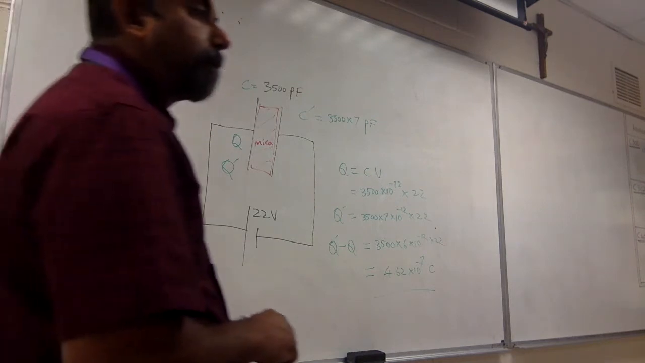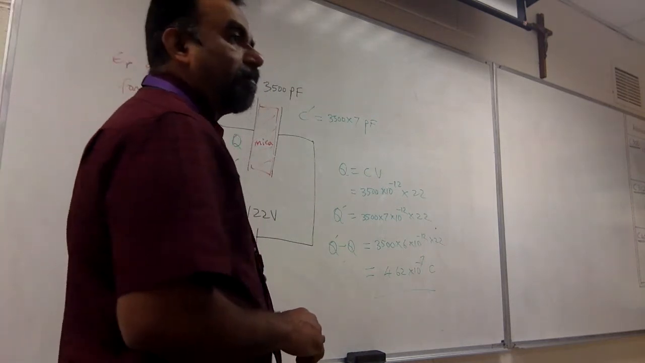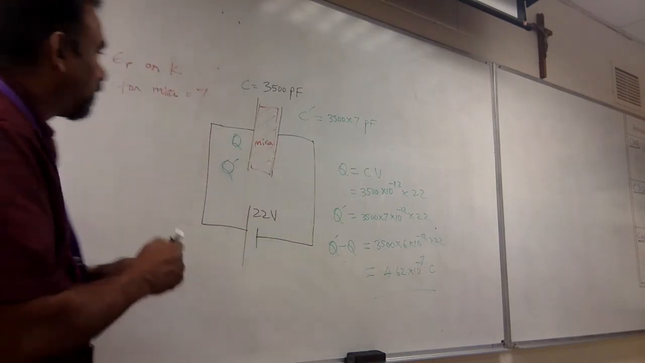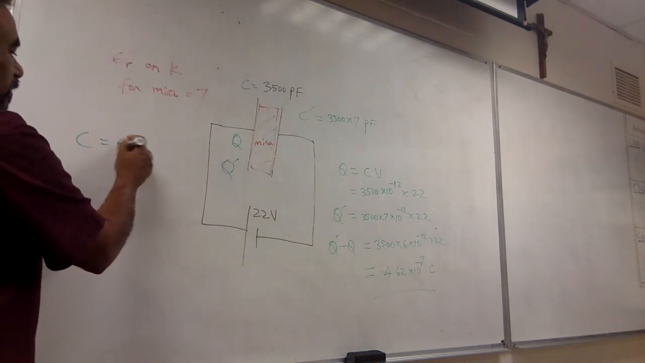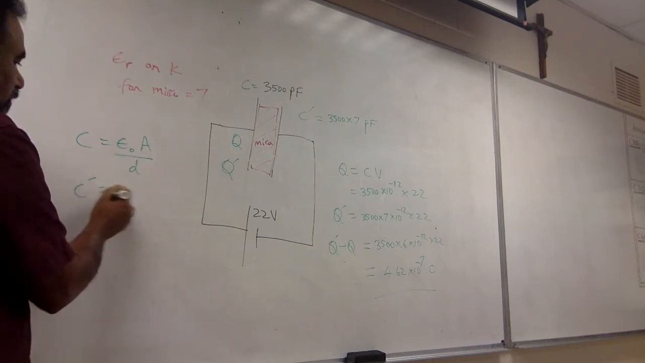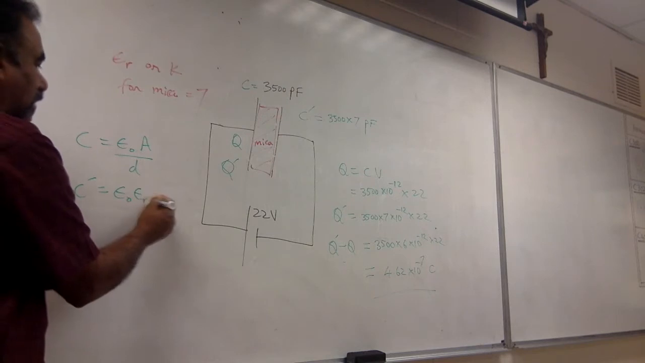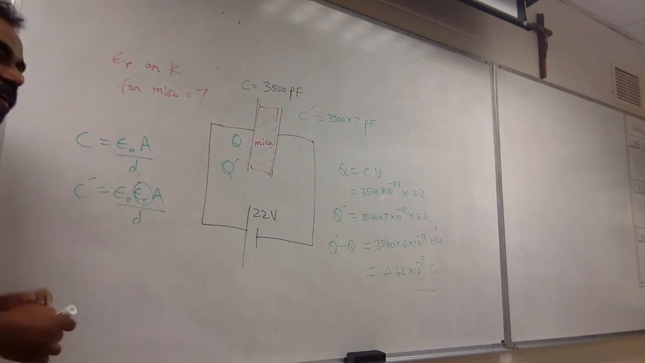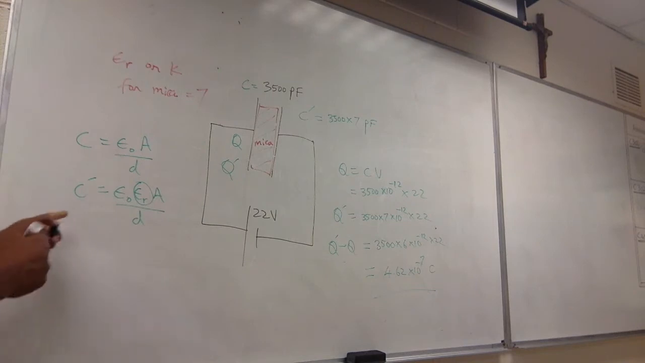Can you explain again why you'd times it by a factor of 7? Because when you introduce the dielectric, the capacitance is equal to epsilon naught A over D. The new capacitance is going to be epsilon naught epsilon R A over D. So it is going to increase by that factor of 7. The new capacitance is going to be that many times the old capacitance. Okay?